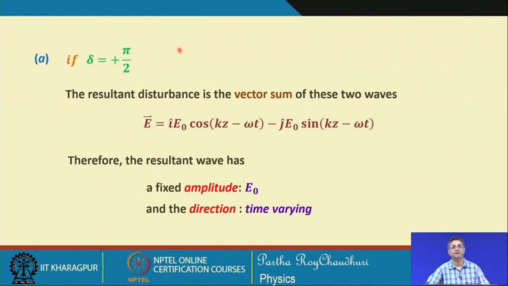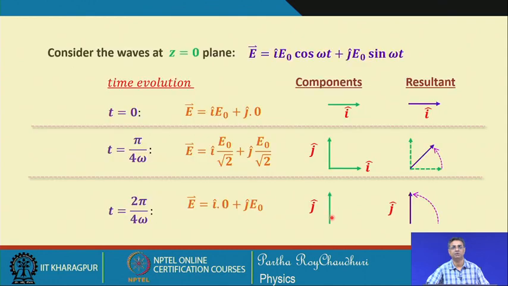Next, we consider this situation, that is delta equal to plus pi by 2. The resultant disturbance is the vector sum of these two waves, and in that case we can write this equation, because you had a delta here. So, in place of delta I write pi by 2, and it becomes this equation. Therefore, the resultant wave has a fixed amplitude again and the direction will be time varying. So, we have to again check the time evolution of the wave.